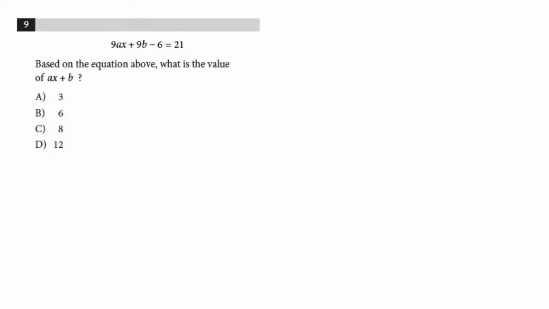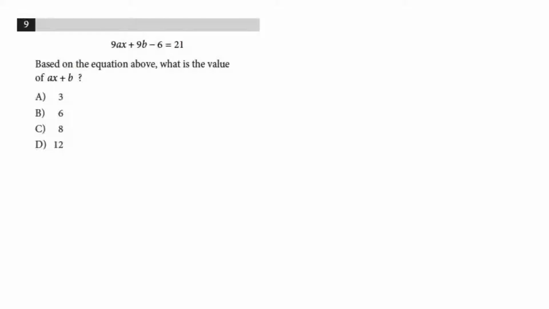Number 9. 9ax + 9b - 6 = 21. Based on the equation above, what is the value of ax + b? Okay. Alright, so we want to solve this equation for ax + b and get everything else on the opposite side of the equation.